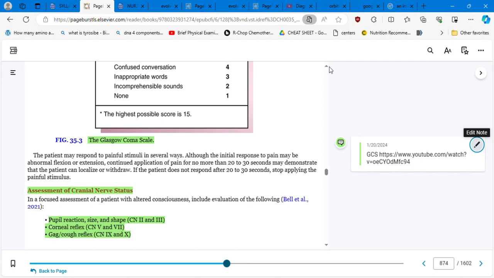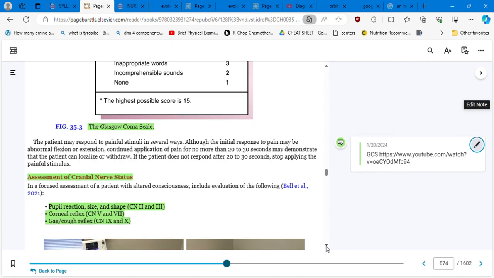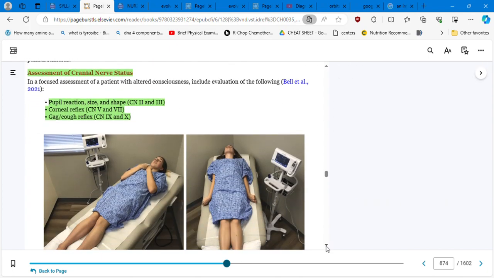Okay, so you have here the scale. Make notice, you see when the answer relates to the eye opening and all the different stages, the motor response and the verbal response on the Glasgow Coma Scale. Assessment of the cranial nerve status. Okay, so for this assessment, in the altered consciousness aspect, we're going to evaluate the pupil reaction, your cranial nerve 2 and 3, your corneal reflex cranial nerve 5 and 7, and the gag and cough reflex cranial nerve 9 and 10.